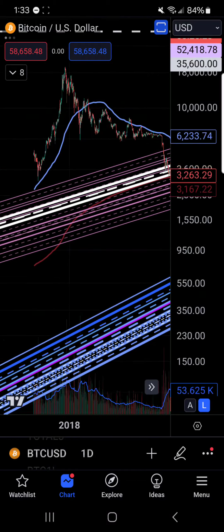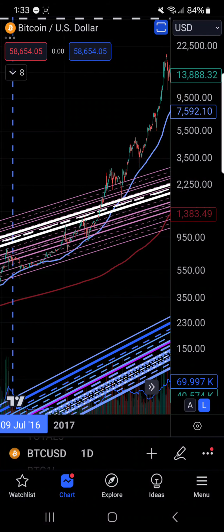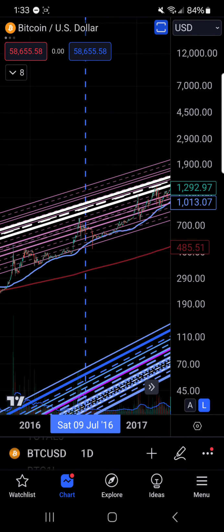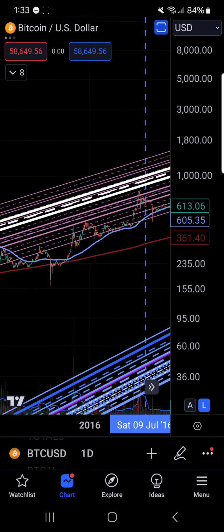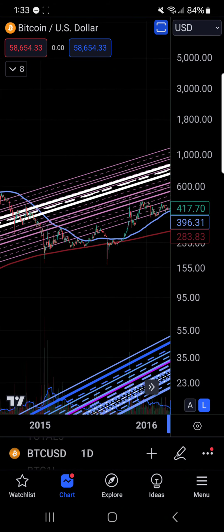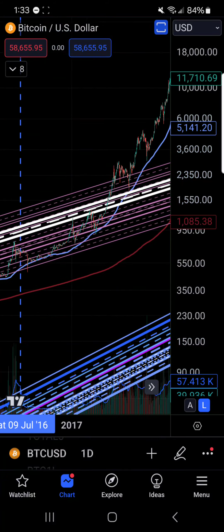I've gone over this many times. They've contained price action throughout the years. We've traveled in there and used these channels as support and resistance levels, little steps up and down.